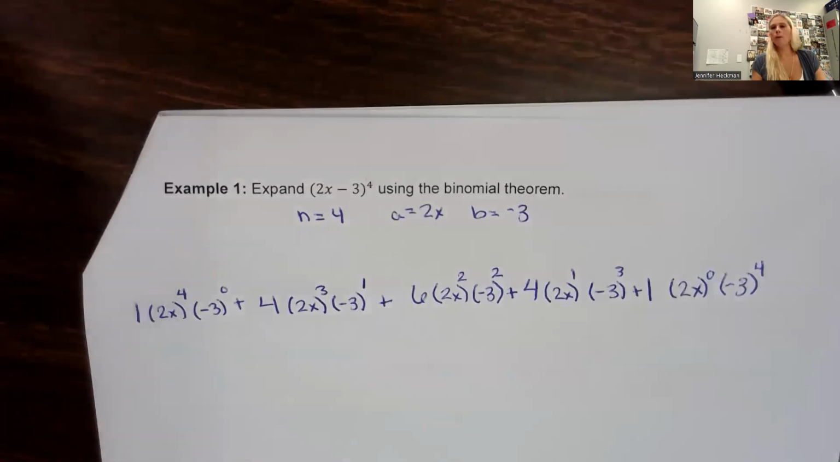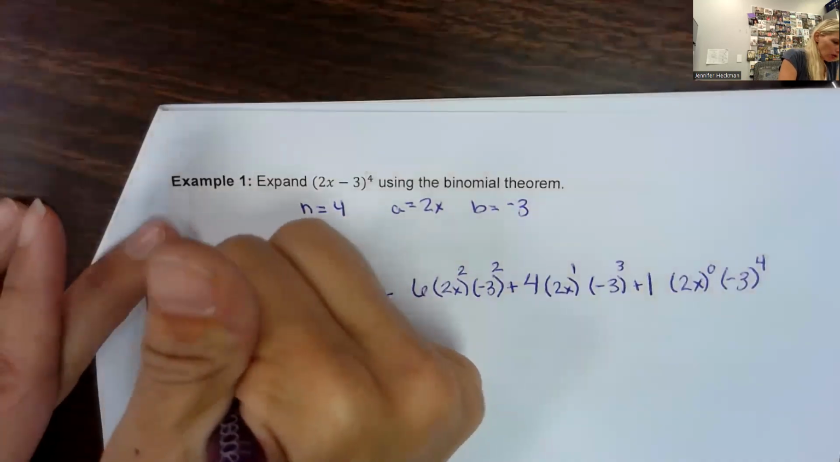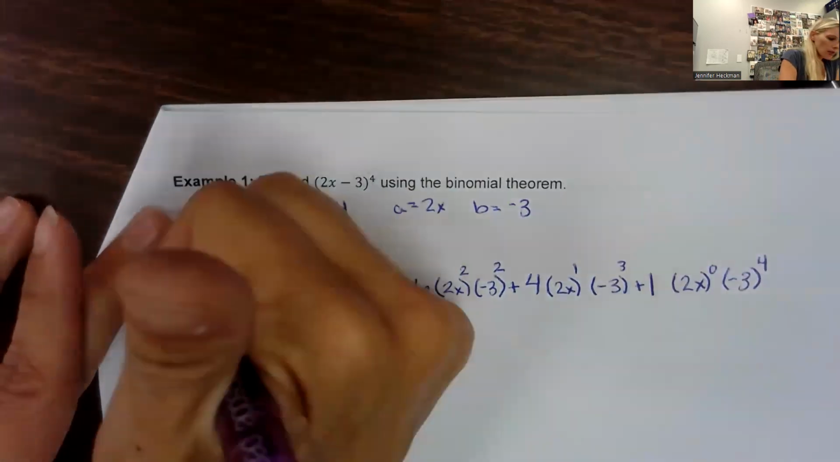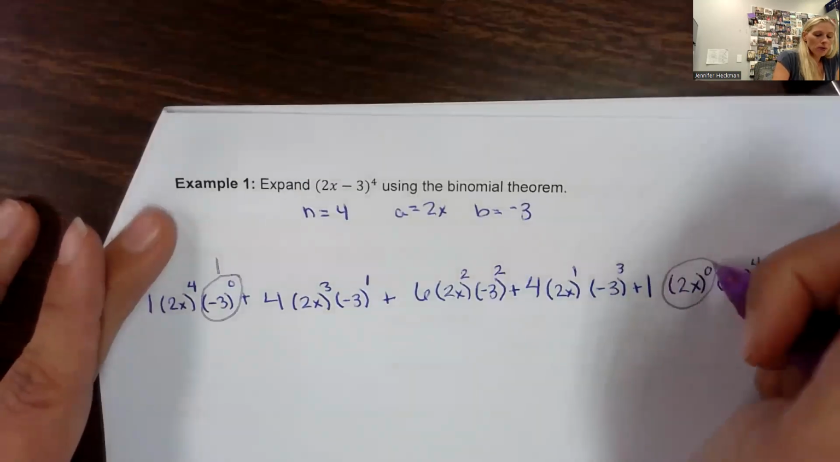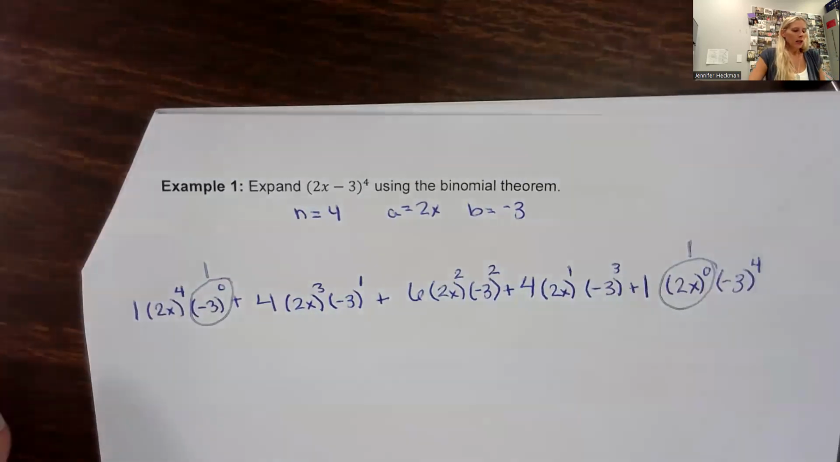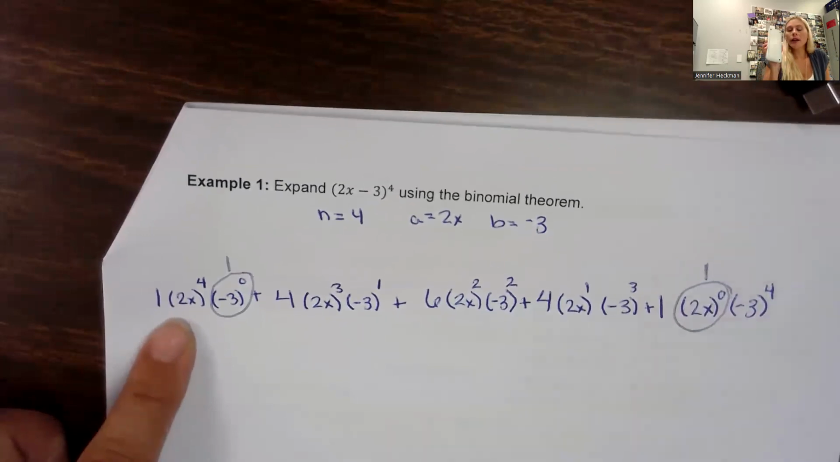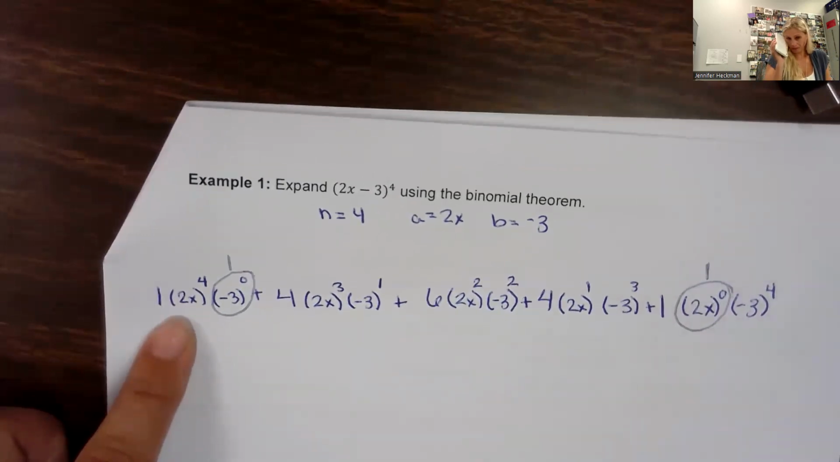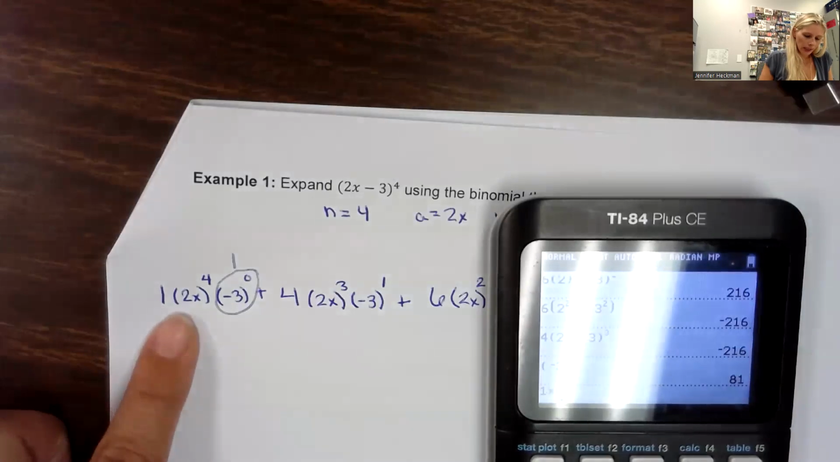Now we're going to simplify it. One thing you want to keep in mind is that anything to the 0 is always what value? The value of 1, right? And anytime you multiply times 1, it's itself. So right here, what you want to do with your calculator is only focus on the coefficient stuff. So this is going to be 1 times 2 to the 4th.